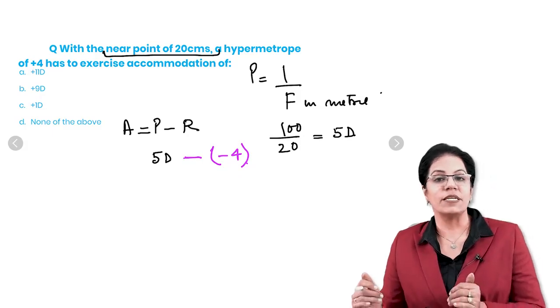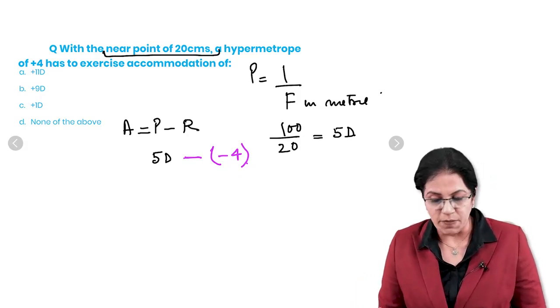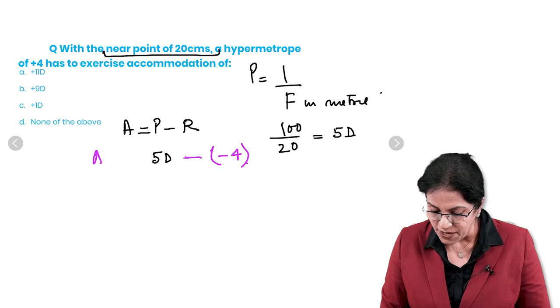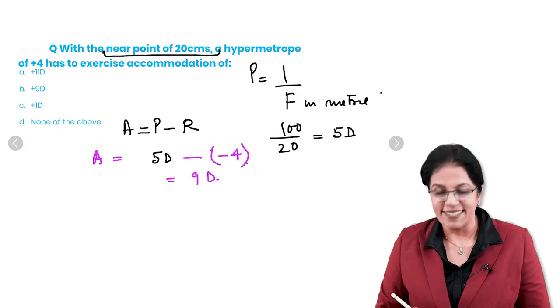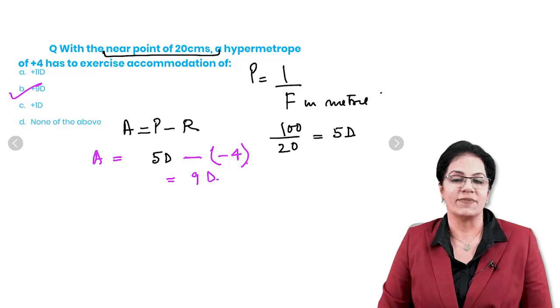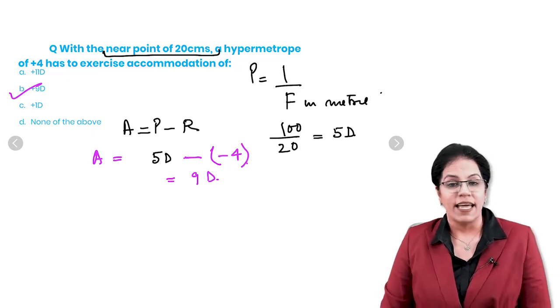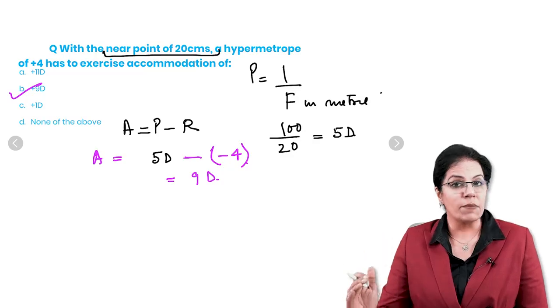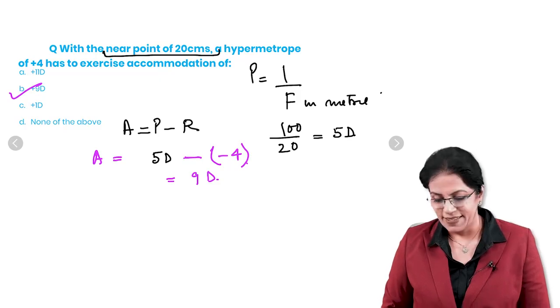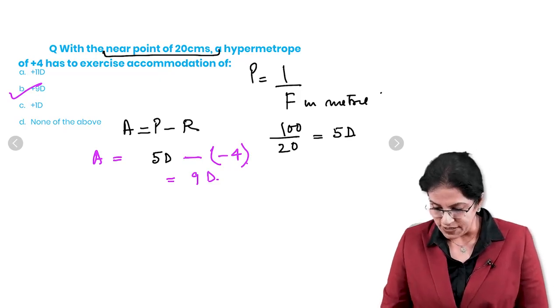If the patient is hypermetrope, we will use a minus sign here. Minus minus becomes plus. You have to use your algebra now. So the answer becomes 9 diopters. So the hypermetrope will be exerting 9 diopters. Is it clear? Had this patient not been a hypermetrope, I would have said 5 minus 4. Okay, we come to the next question.